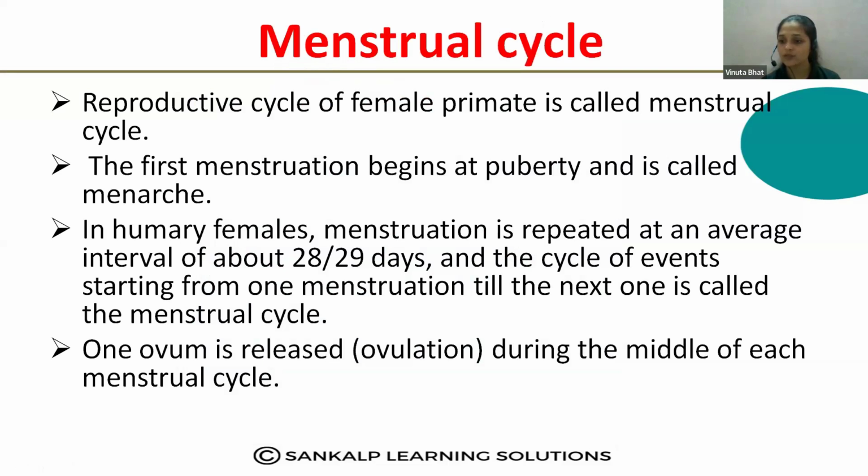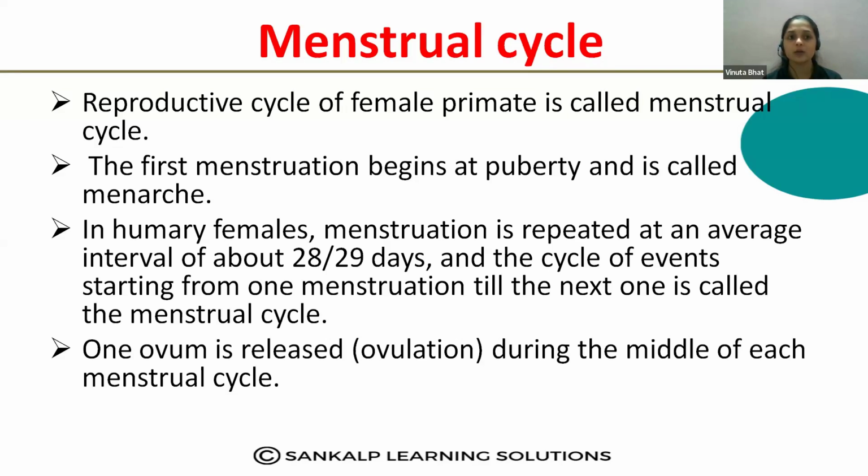There is no oogonia formed after the birth. Before the birth only, the number increases. Oogonia number increases before birth; in the ovary, the oogonia numbers are around 1 million, 2 million. Okay.